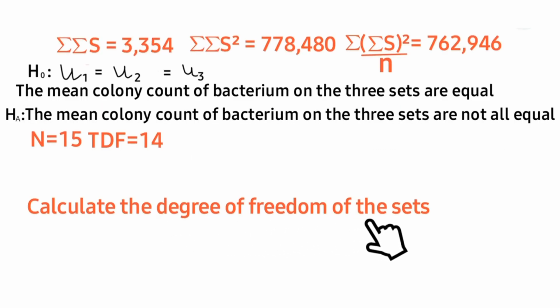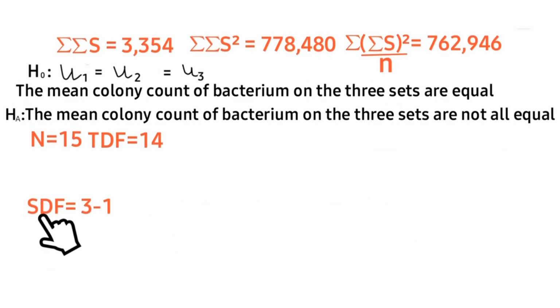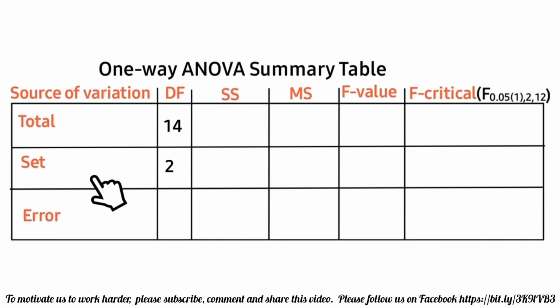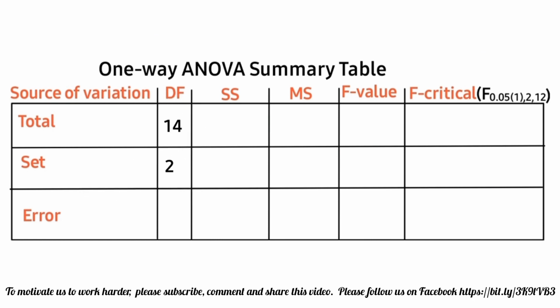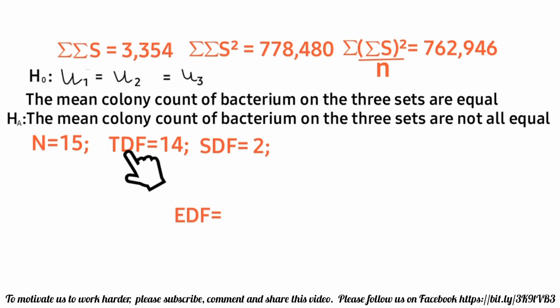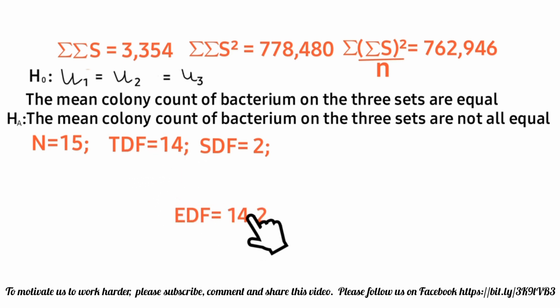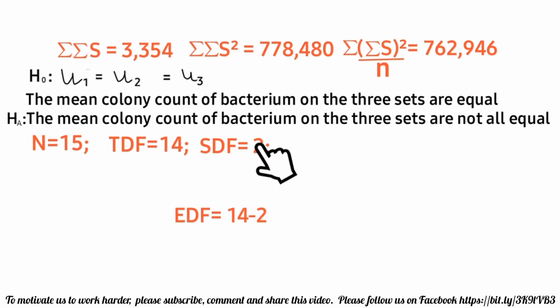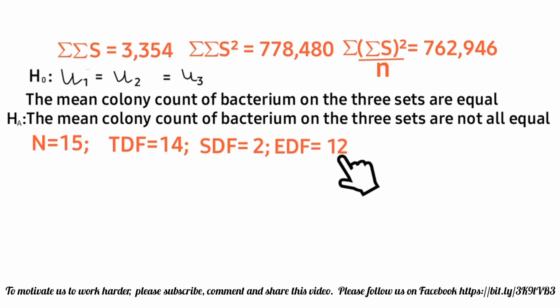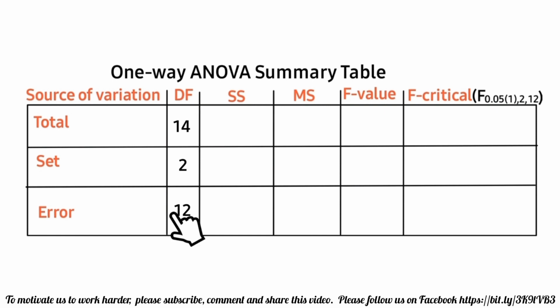Calculate the degree of freedom of the sets. We represent that with SDF. Remember we have 3 sets, right? Minus 1. 3 minus 1 is 2. Set degree of freedom, 2. Calculate error degree of freedom. Error degree of freedom is equal to total degree of freedom minus set degree of freedom, which is 14 minus 2. We'll also record this in our ANOVA summary table. Error degree of freedom, 12.